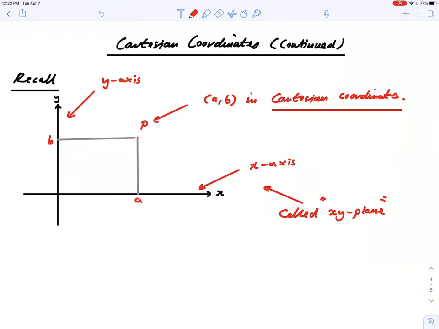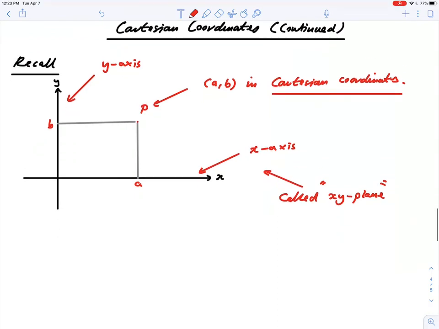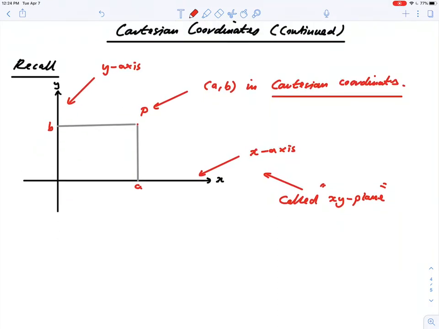Okay, so let's think about symmetry in the XY plane. This is a really interesting concept, one that you can study to very high levels, even at university, but I want to just introduce to you a very basic idea of symmetry. So symmetry in the XY plane.